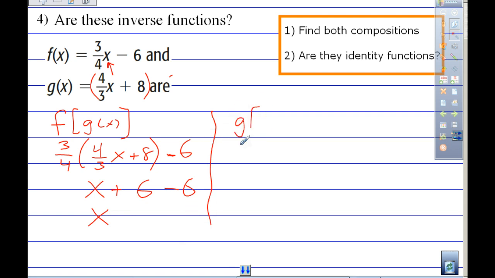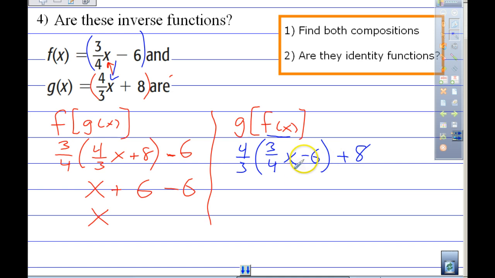So here's the case where you have to verify. Well, let's see, make sure it's true for the other one. So we want to take f of x this time and plug it into g. So we have 4/3 times 3/4 x minus 6, plus 8. And then of course 4/3 times 3/4 is 1. 4/3 times negative 6 is negative 8. And then plus 8 comes out to x. So yes, they are inverses.